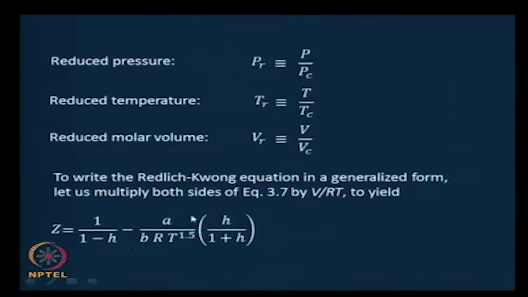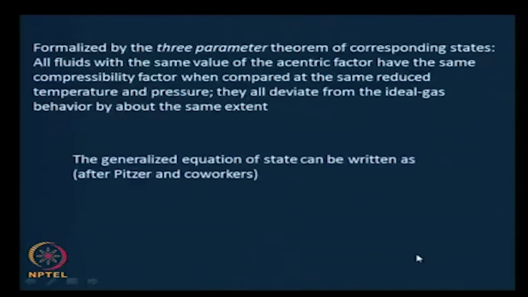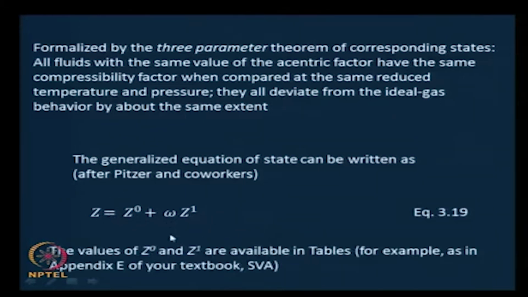This is the way to write the Redlich-Kwong equation in a generalized form. We went about showing how to do this, and then we looked at the 3 parameter theorem, which essentially says that 3 parameters are good enough. To use the 3 parameter theorem, we have this formulation: Z, the compressibility factor, can be written as Z0 plus omega times Z1. The values of omega for a substance and Z0, Z1 under various conditions are given as tables, and therefore this becomes easier to use in the real context.